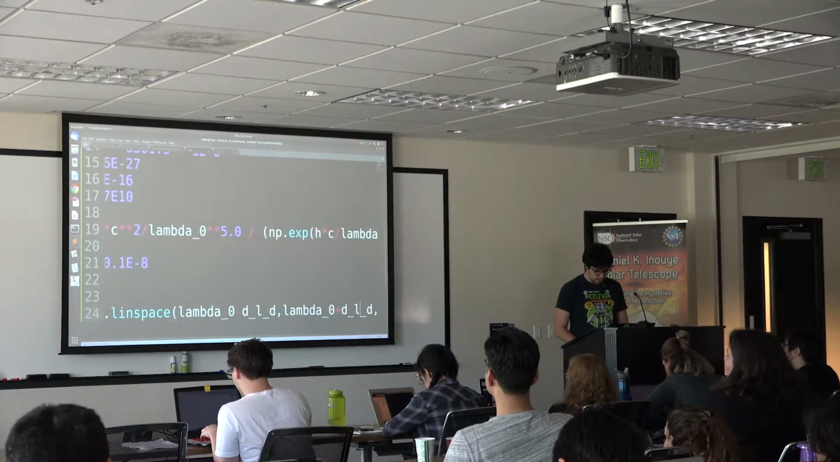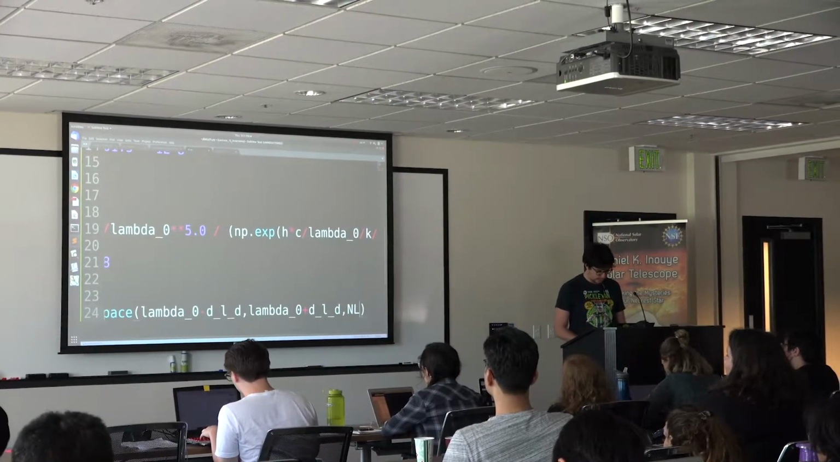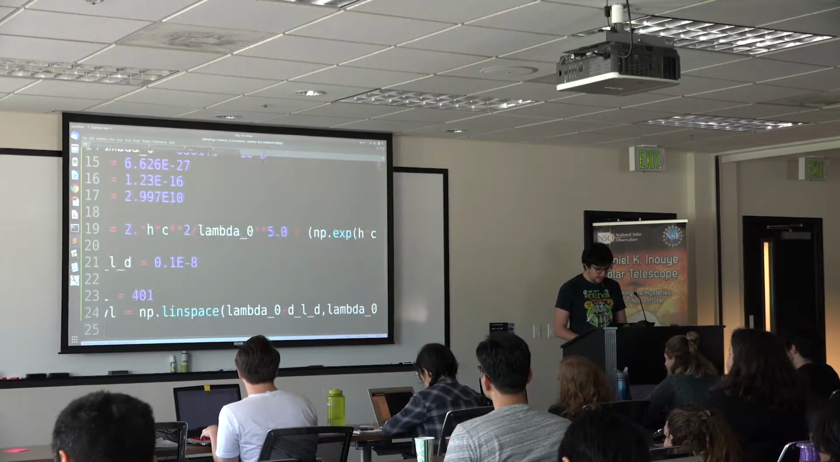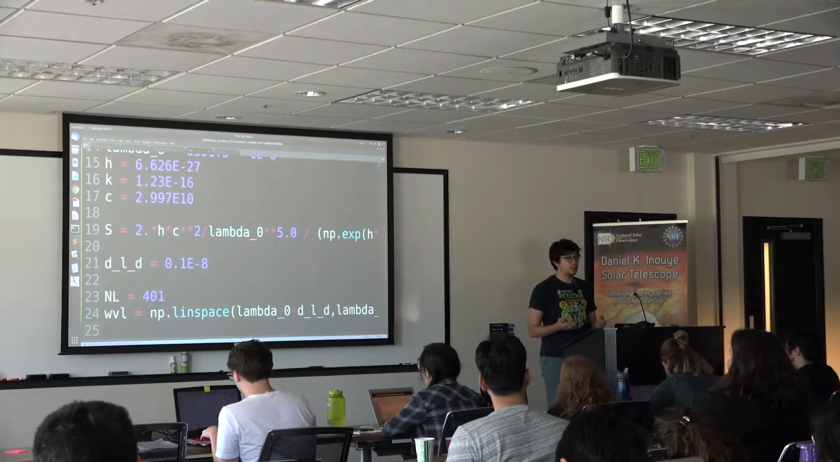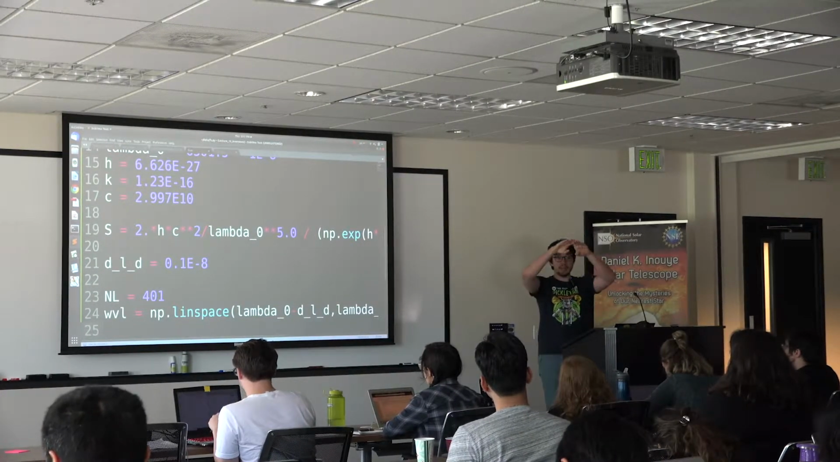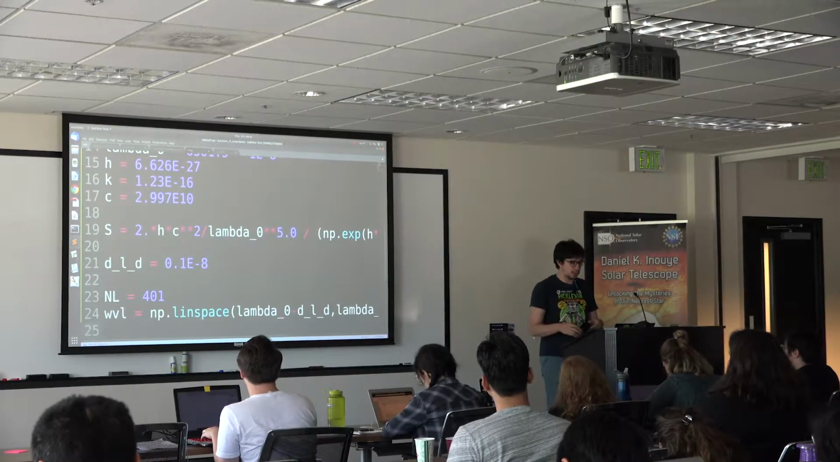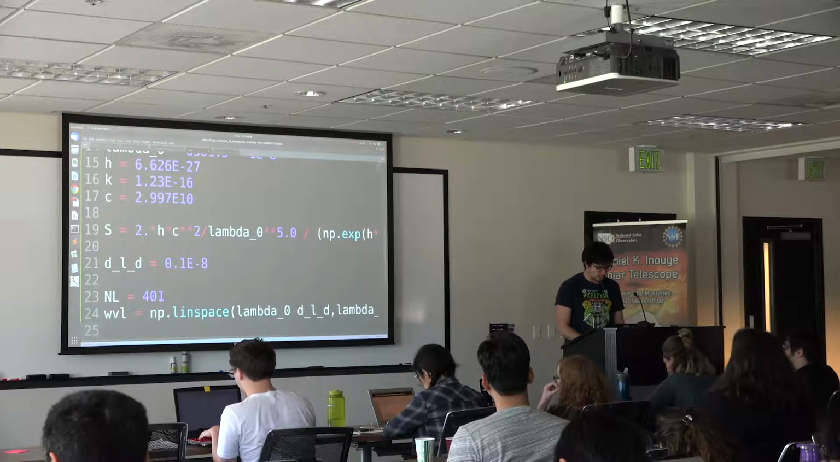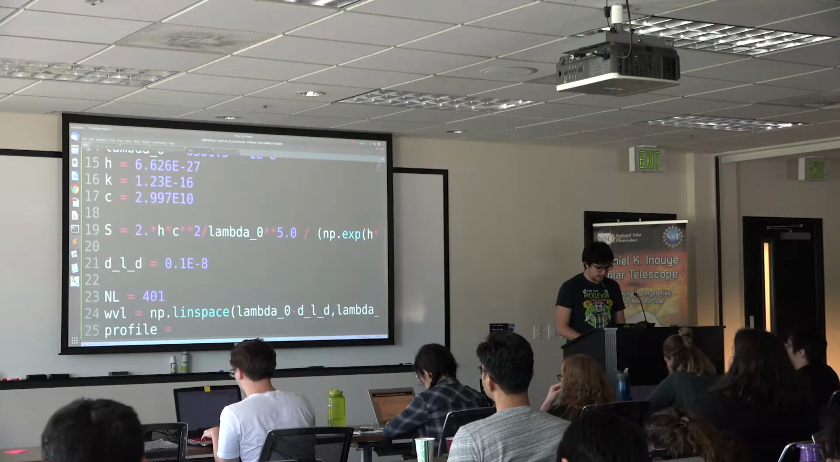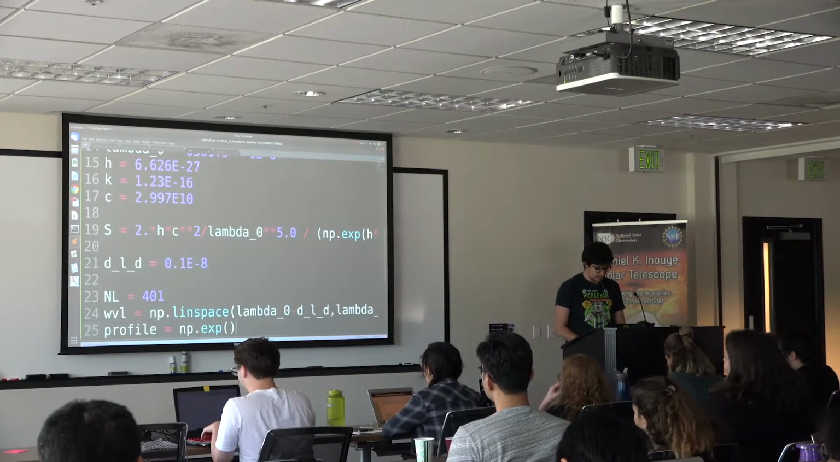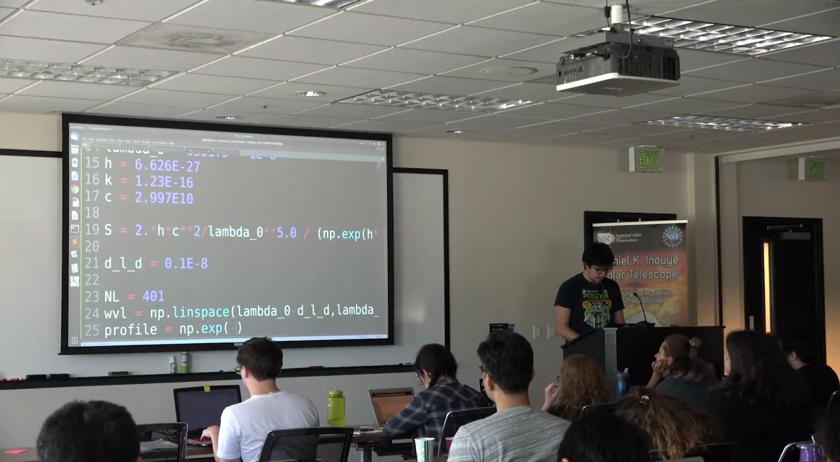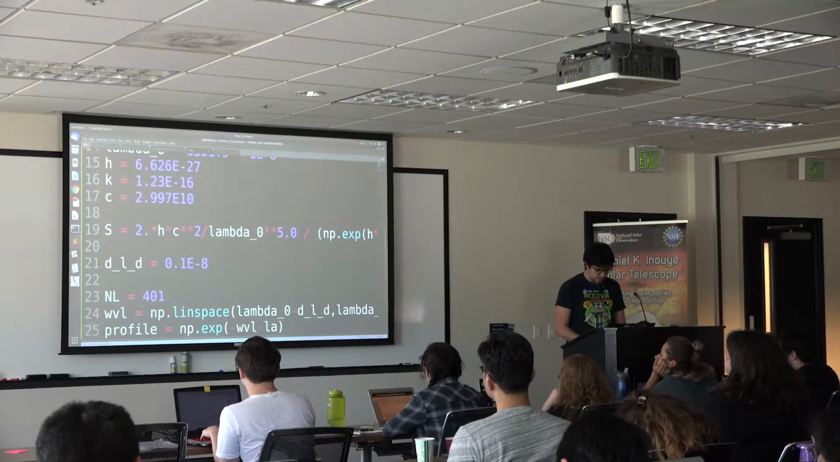I always like to make it odd. So we have our wavelength grid now, and let's make a line profile. The line profile describes how the line is absorbing, and usually the simplest approximation is just to make it a Gaussian. So the profile could be something like this: exp of minus wavelength minus lambda 0.